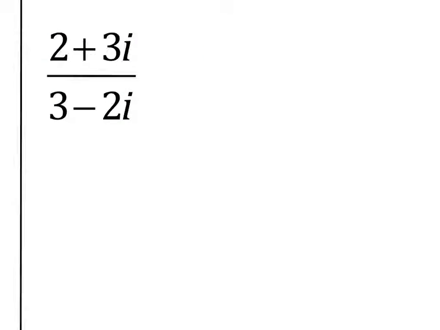Next up, you're being asked to rationalize the denominator by multiplying by a conjugate. In order to do this, I'm going to multiply the top and the bottom by something that will get rid of the i in the bottom. In this case, it's going to be the conjugate of this. In other words, the same thing, but with a plus between them instead of a minus.